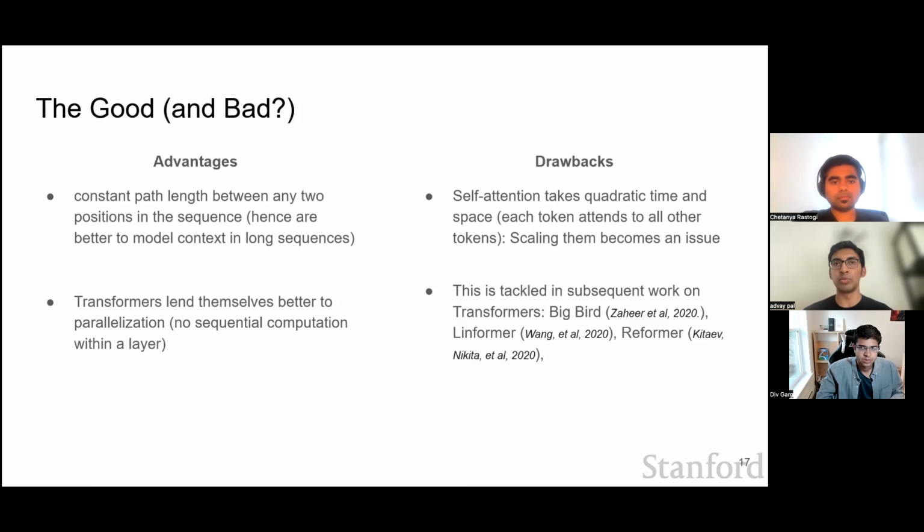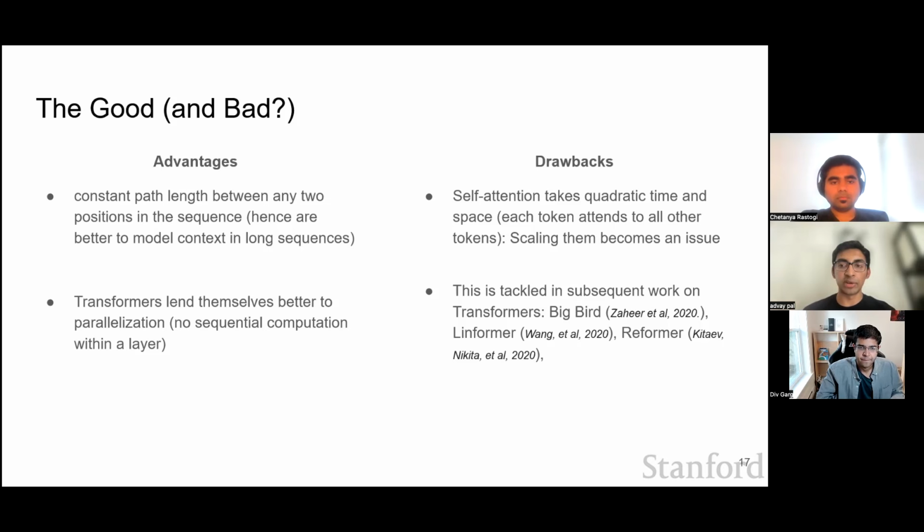You don't have this problem with long sequences, where if you're trying to predict a token that depends on a word that was far, far behind in a sentence, you don't have the problem of losing that context. Now the distance between them is only 1 in terms of the path length.